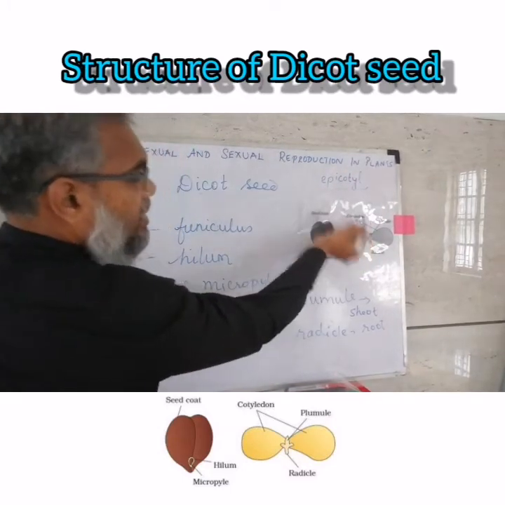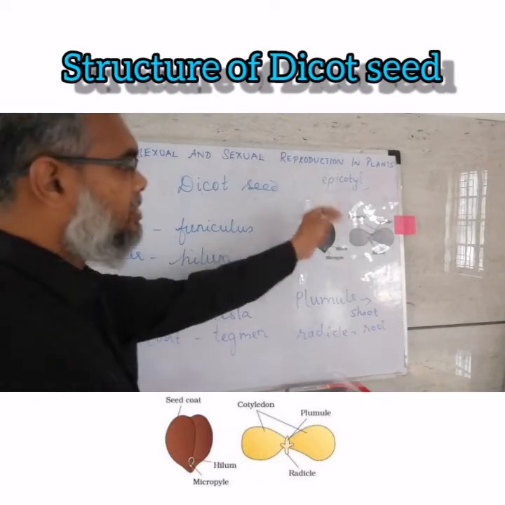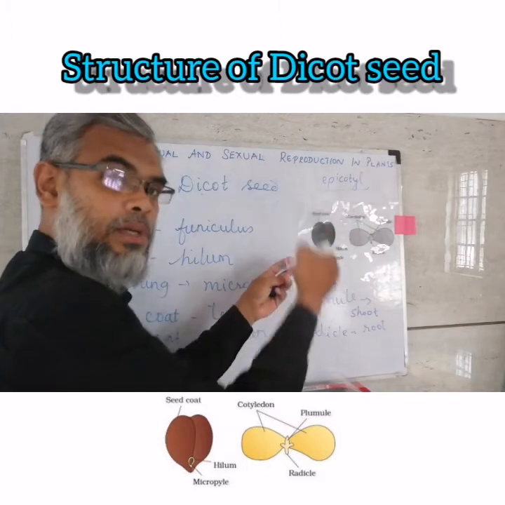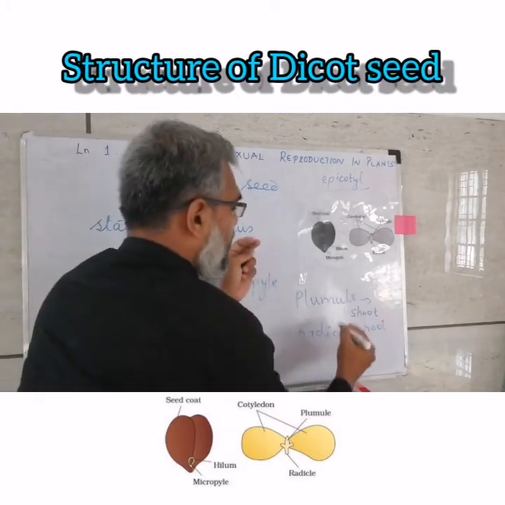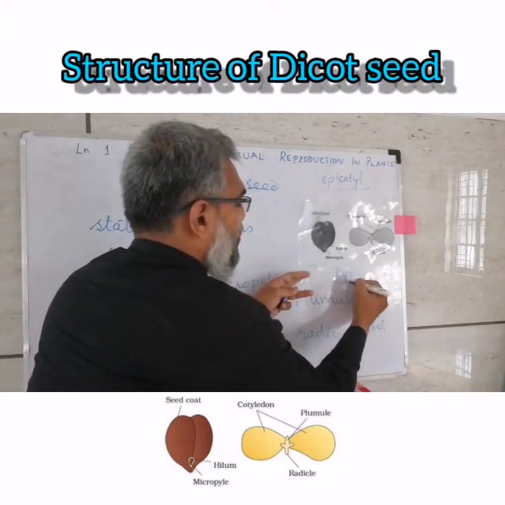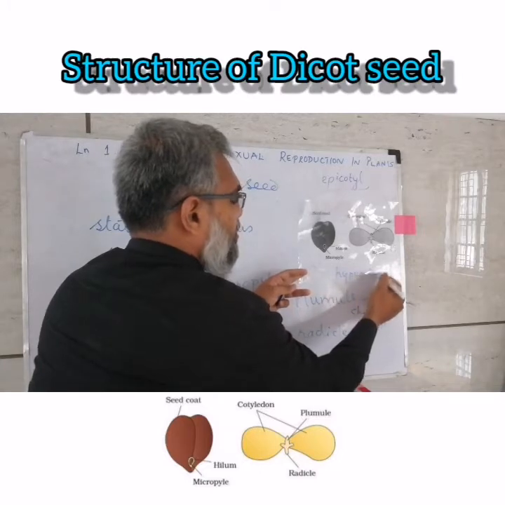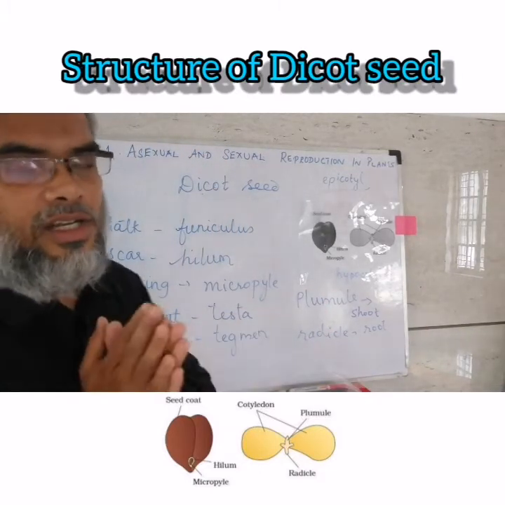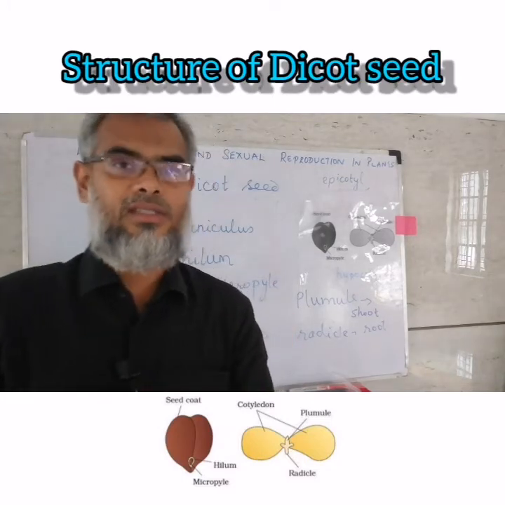Epicotyl: the portion above the level of the cotyledon is called epicotyl, and the portion below the level of the cotyledon is called hypocotyl. This is the structure of a dicot seed. Okay, come on, let's recall once again.